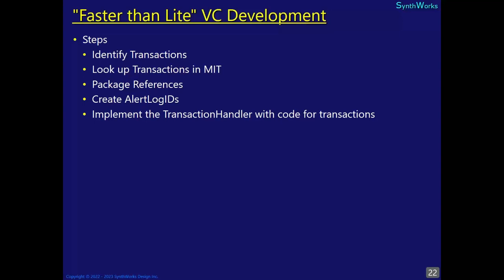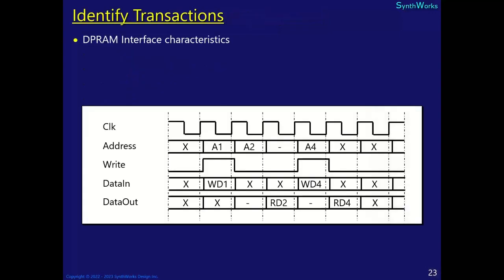Okay, so how do we do it? Well, we start by identifying what the transactions on the interface are, and every interface is going to look a little bit different. Then we need to look up transactions in the model independent transaction reference manual. And then it's basically building it out: package references and so on, that's going to be building it out.